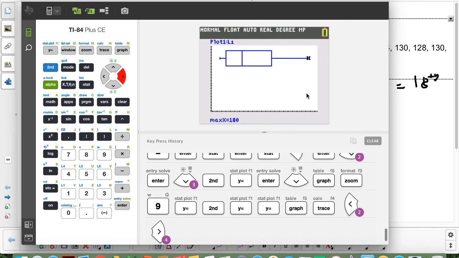All right, quick introduction to the calculator. We'll be using it a lot. That's the end of chapter 1.